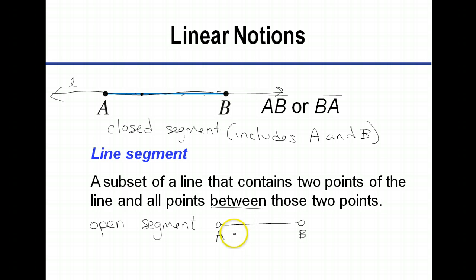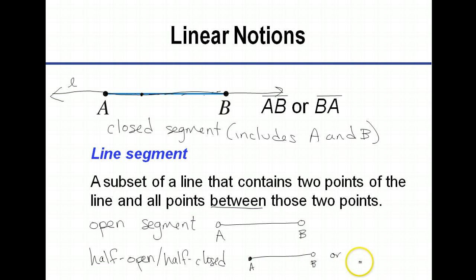That's called an open segment, or you might have what's called a half open, or sometimes called half closed, segment. Either one of those phrases would be fine. And what this really means is that you have one endpoint included and the other not. Here we can have this one open and this one closed. So these are open segments, not including A and B, half open or half closed segments, and closed segments. These are just some vocabulary, getting us ready to continue working with geometry a little further.